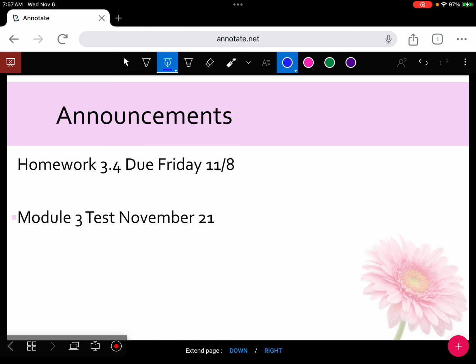Alright, here's 3.4. It's not due till Friday. We're going to work more with these tomorrow, but it's not super much different tomorrow.